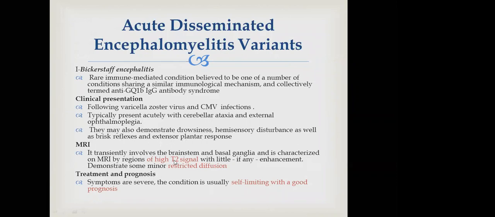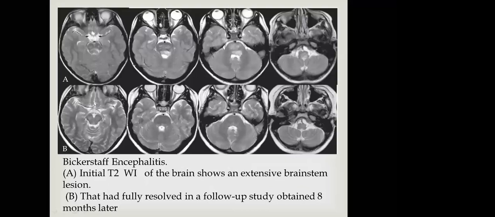On MRI, the brainstem and basal ganglia are usually involved. The characteristic high T2 signal with little or no enhancement demonstrates some minor restricted diffusion. The condition is usually self-limiting with a good prognosis. This case showed extensive brainstem involvement and was fully recovered on follow-up a month later. This is Bickerstaff ADEM.